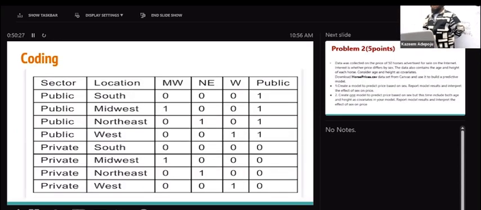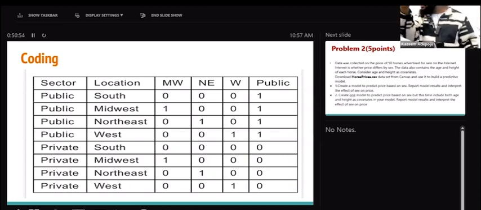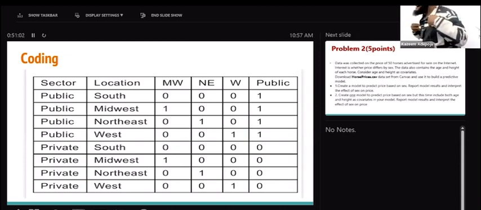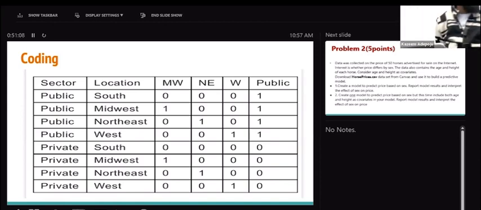If I want to know the first one, say, consider public South. Maybe I want to determine the salary of a worker who works in the public sector and is in the South region of the United States. It's telling me to put 0 for MW. Maybe MW in my model is X1. So you see 0, 0, 0, another public 1, because I'm considering public South. So the public is going to be 1. Because I'm interested in the South, I'm not interested in the other regions. Other regions will be 0, 0, 0. You've done this in regression.